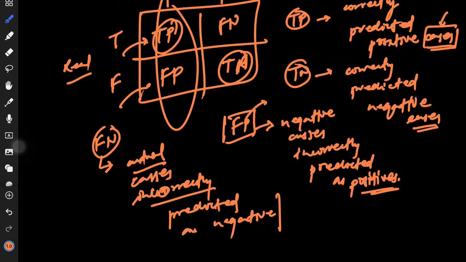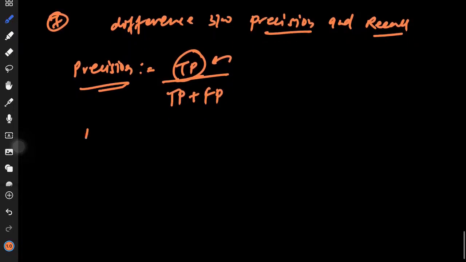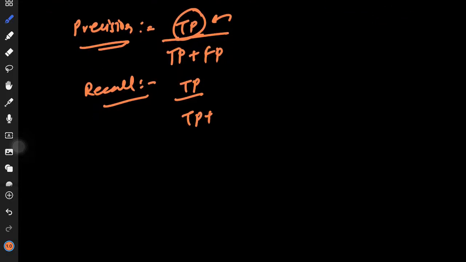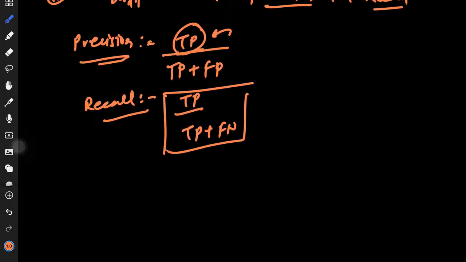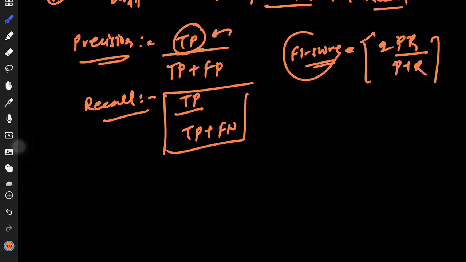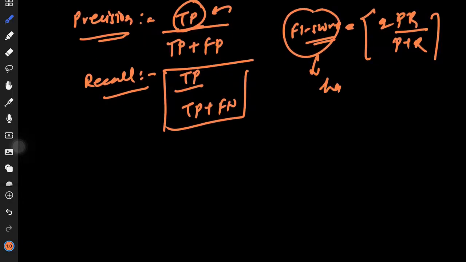Precision. And what is recall? The formula of recall is true positive upon true positive plus false negative. And here comes a term, F1 score. So what is F1 score? F1 score is 2 into precision into recall upon precision plus recall. So F1 score is a harmonic mean of precision and recall.